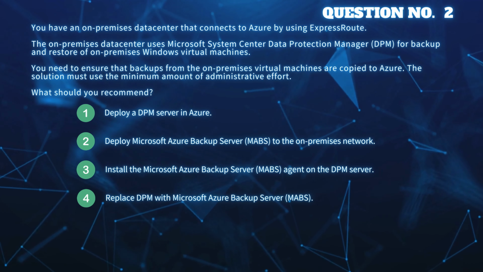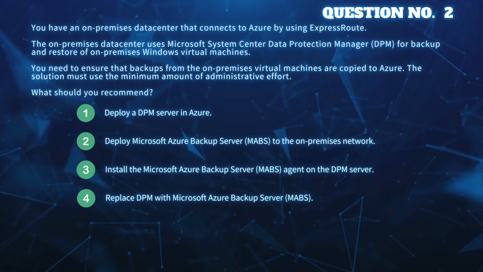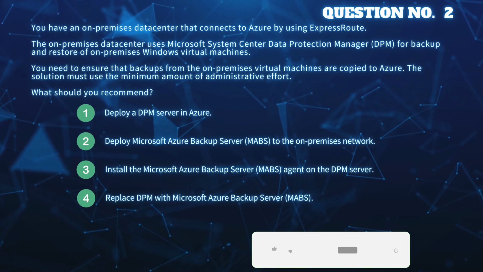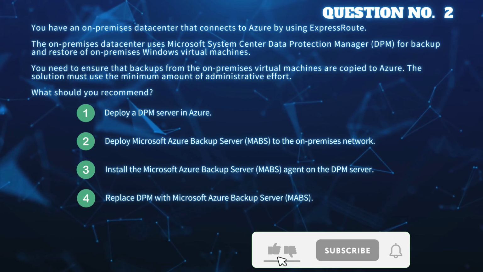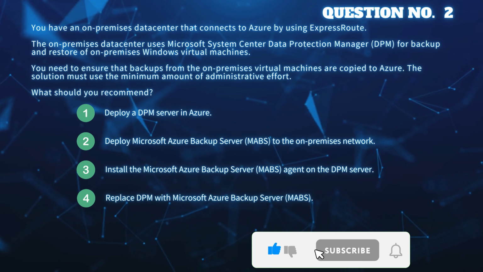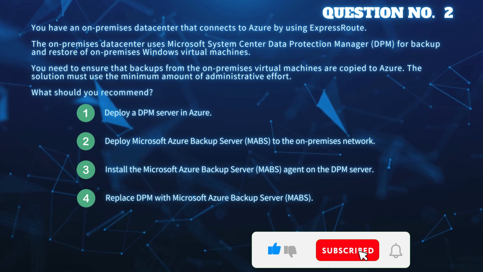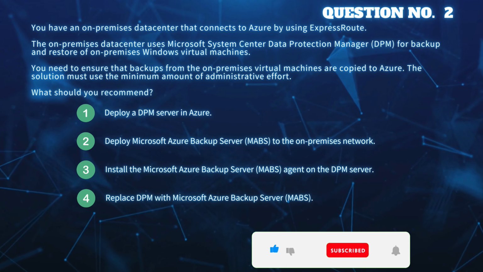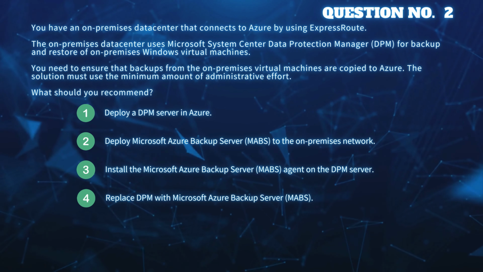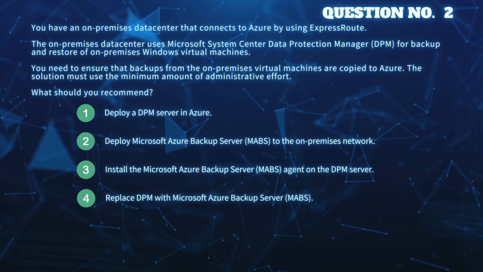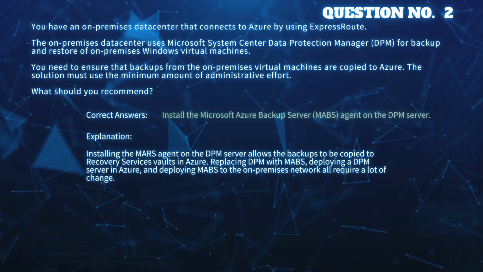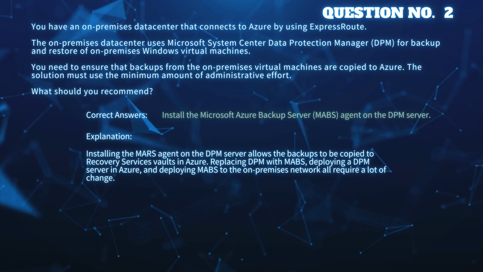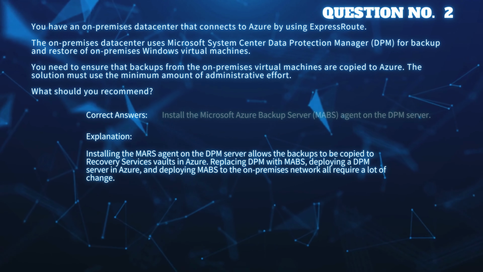What should you recommend? Option 1, deploy a DPM server in Azure. Option 2, deploy Microsoft Azure Backup Server, MABS, to the on-premises network. Option 3, install the Microsoft Azure Backup Server, MABS, agent on the DPM server. Option 4, replace DPM with Microsoft Azure Backup Server, MABS. Correct answer, install the Microsoft Azure Backup Server, MABS, agent on the DPM server.